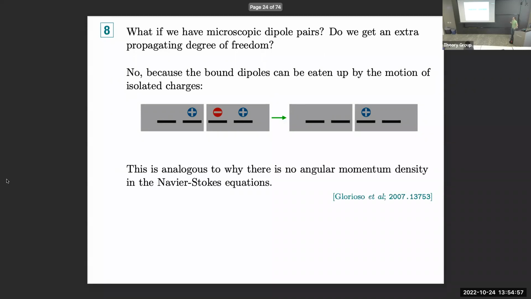If this argument feels a little bit fast, you might feel at least a little more happy knowing that you can think of angular momentum density as a sort of antisymmetric combination of momentum dipoles. Okay. So actually a dipolar conservation law is not unfamiliar at all. And it's known that in the Navier-Stokes equations, you don't have an angular momentum density. It's at least not a long-lived hydrodynamic mode. Okay. And it's really exactly analogous to this problem, at least the absence of a new degree of freedom.